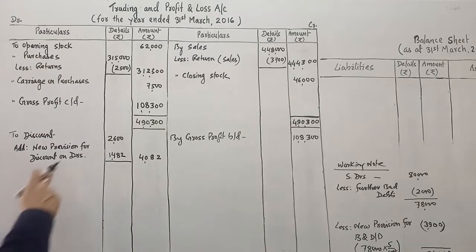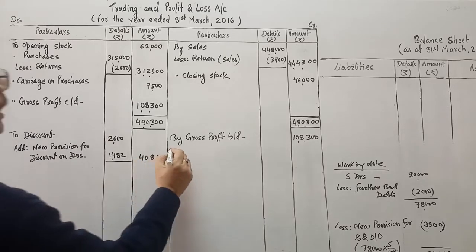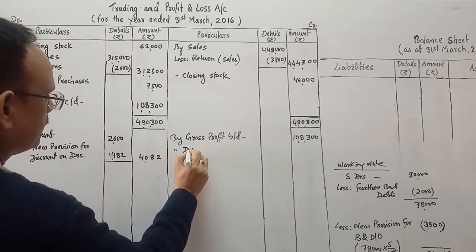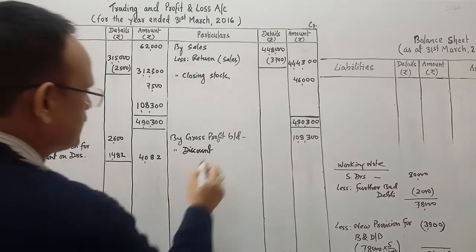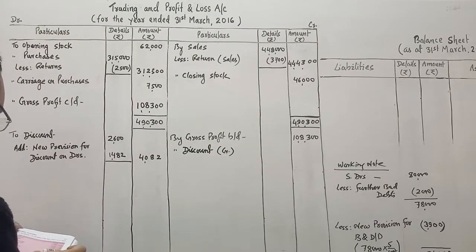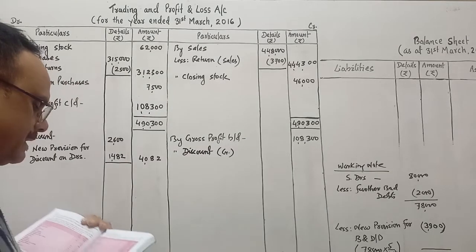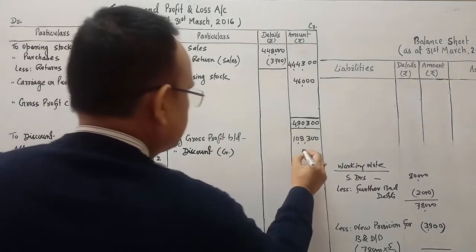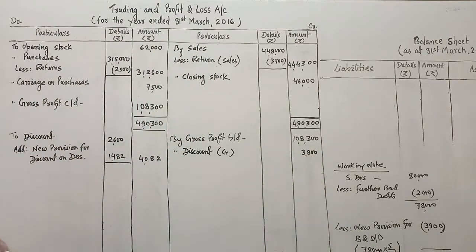After the new provision for discount on debtors is added to the discount allowed, now the discount which is given in the credit side of the trial balance, that is discount received. Discount which has a credit balance is what? It is discount received. So discount received is how much? 3,800 is discount received. Okay, now come to the next.